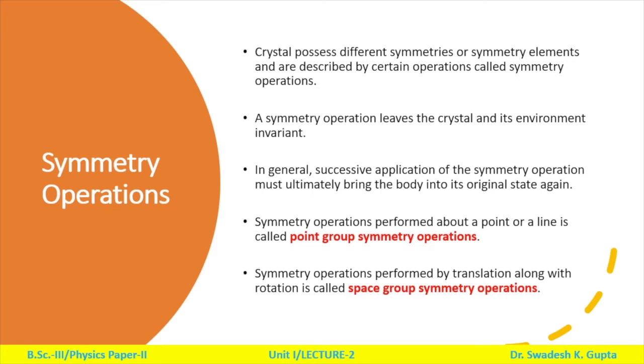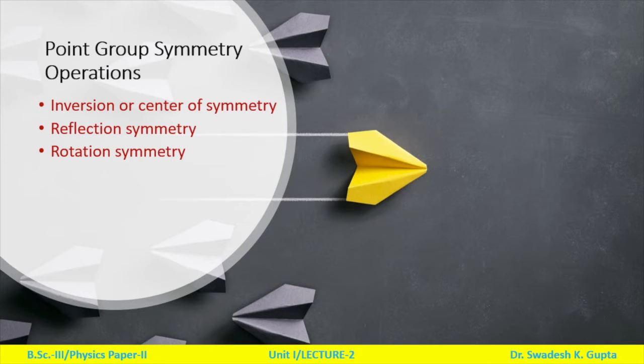The one which is performed about a point or a line is called point group symmetry operation. The symmetry operations which are performed by translation along with rotation are called space group symmetry operations. The point group symmetry operations are of three types. First is inversion or center of symmetry, second is reflection symmetry, and third is rotation symmetry.